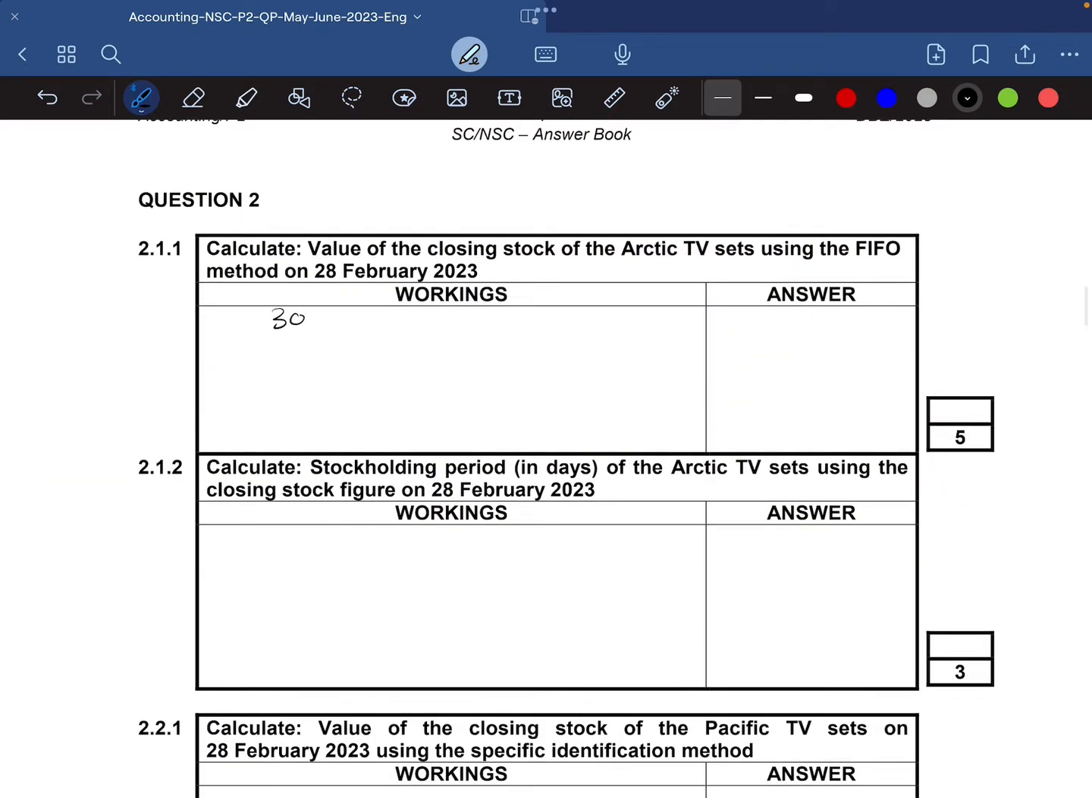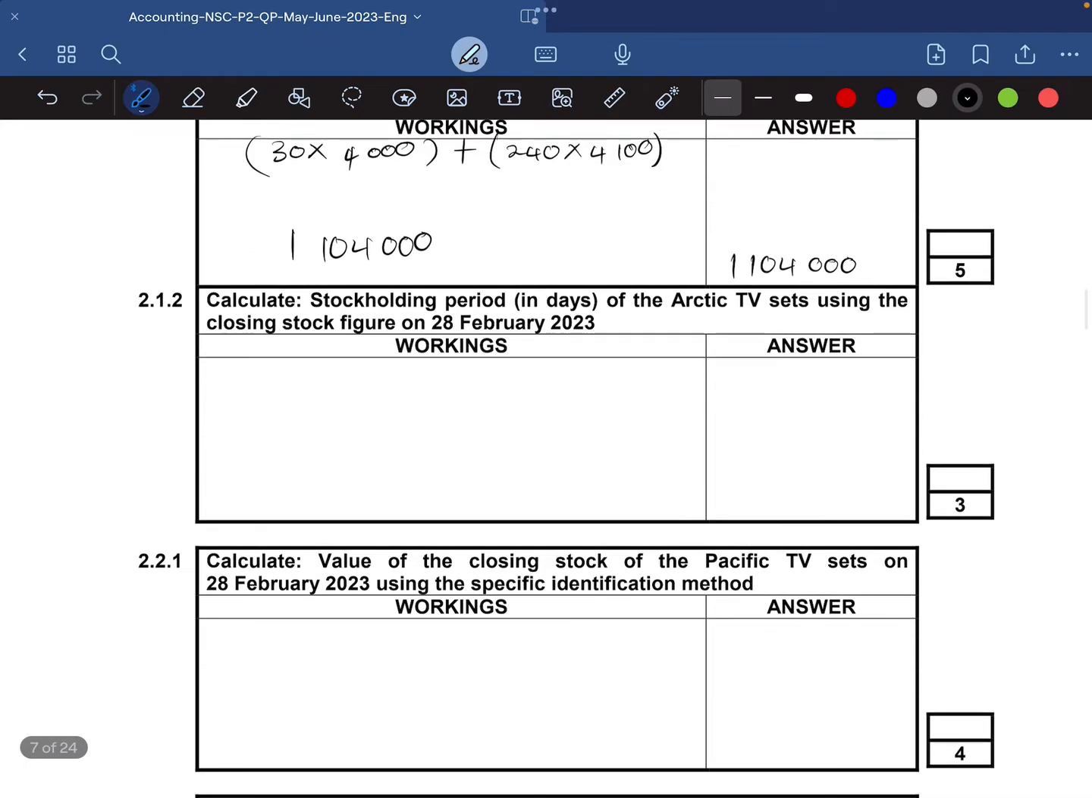So it's 30 times 4,000 plus 240 times 4,100. So let's just quickly see what that gives into our calculator. Times 4,100, which gives 1,104,000. Right. Okay, then we move on quickly.